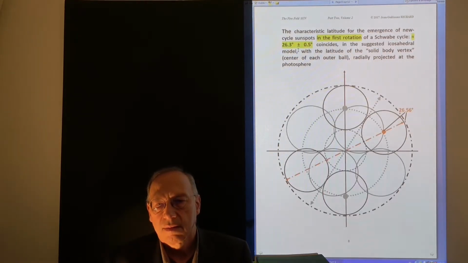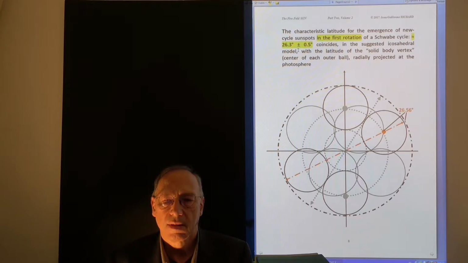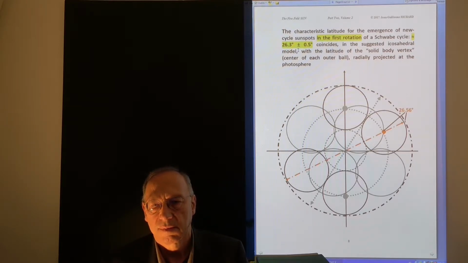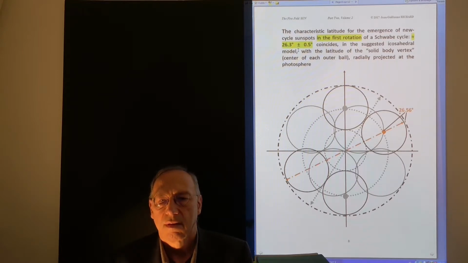If we now compare this estimate, 26.3, with the suggested icosahedral model for the solar ball geometry, as proposed in the earlier videos of this series of video lectures, we find in the 2D projection of the suggested three-dimensional model made of 12 balls surrounding a cavity, that the center of any toroidal ball in this arrangement is at a latitude of 26.56 degrees, which is defined by trigonometry in this geometric arrangement.